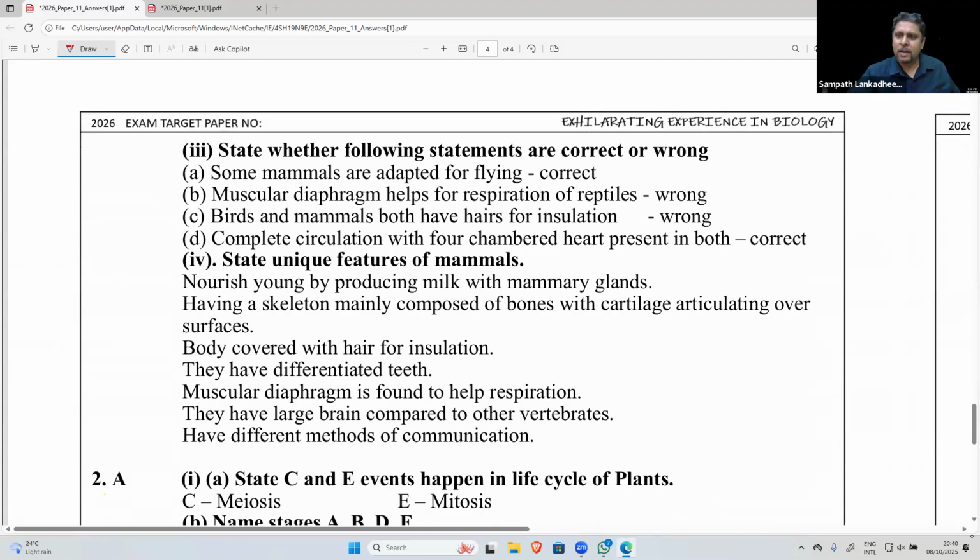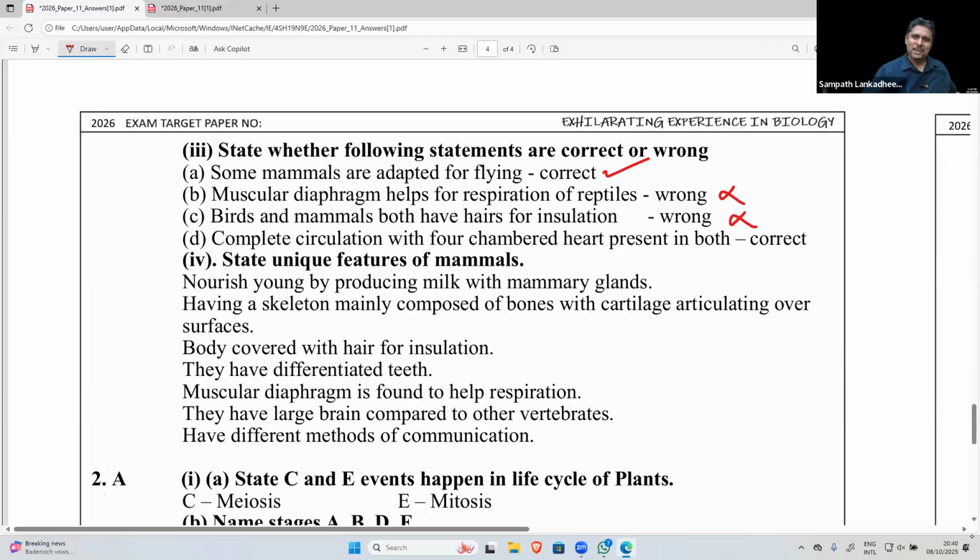Right, state whether the following statements are correct or wrong. Some mammals are adapted for flying. Correct, neither. Bats. Muscular diaphragm helps for respiration of reptiles. Wrong, it's a mammalian feature. Birds and mammals both have hairs for insulation. Wrong, birds have feathers for that. Complete circulation with a four-chambered heart is present in both.